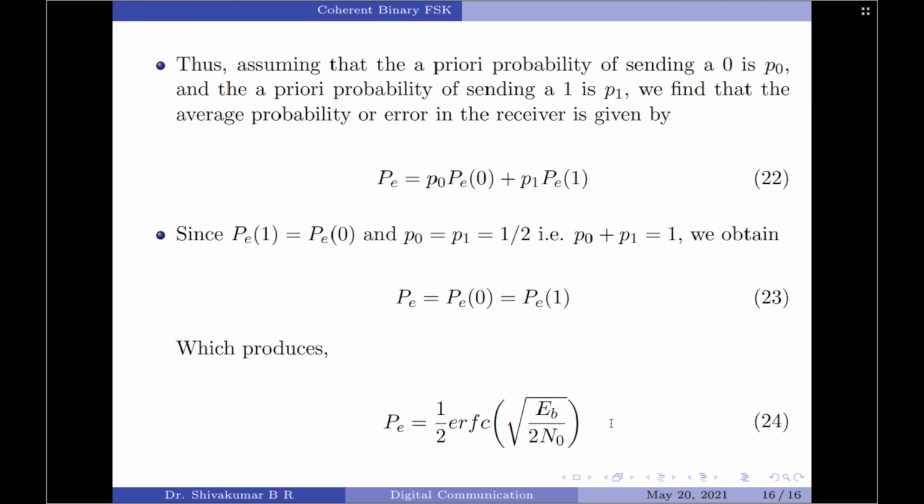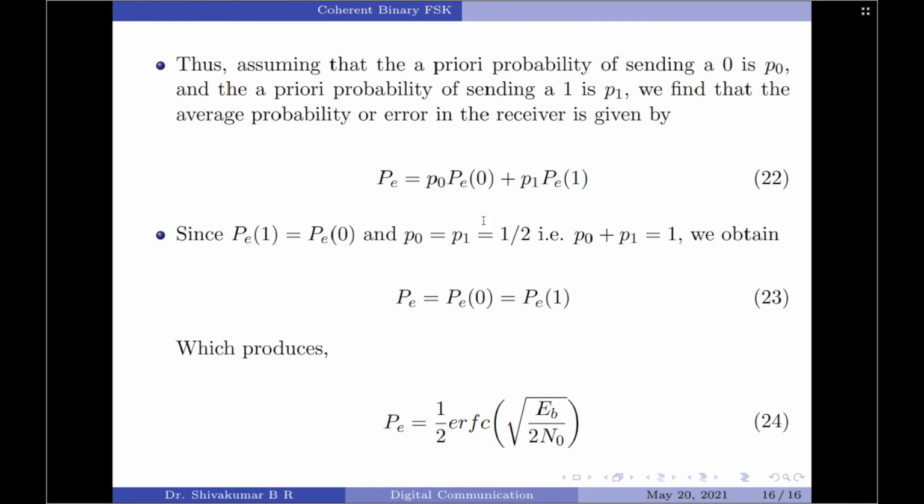Let us now move on to find the average probability of error. The equation for average probability of error is given by P naught into Pe naught, where P naught is the a priori probability of symbol 0, and we have later P1 into Pe1, where P1 is the a priori probability of symbol 1. Now, I have previously said many a time that the probability of generation of symbol 0 and symbol 1 are equal. Therefore, P naught equals P1, which is equal to 1 by 2.